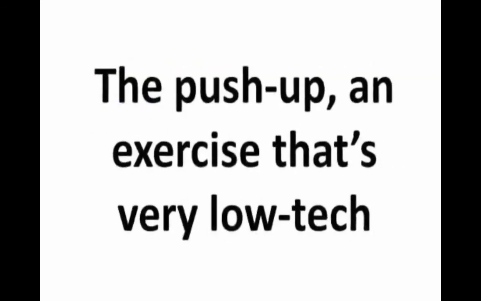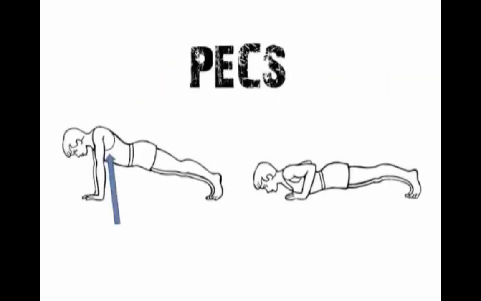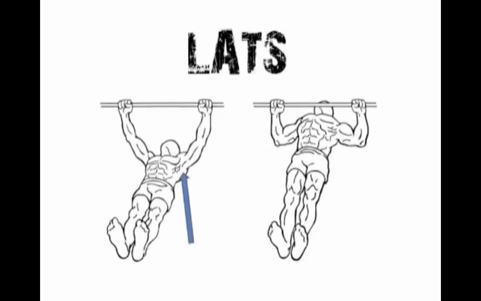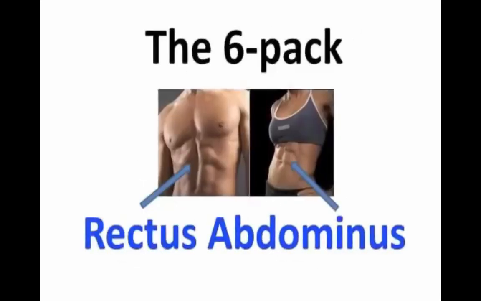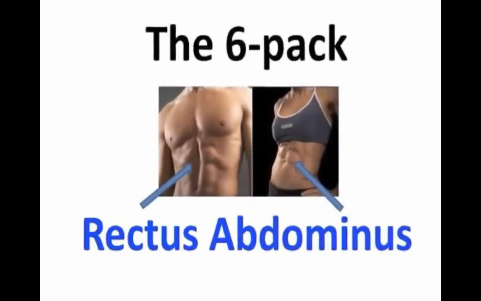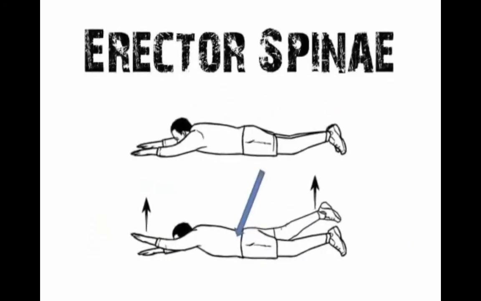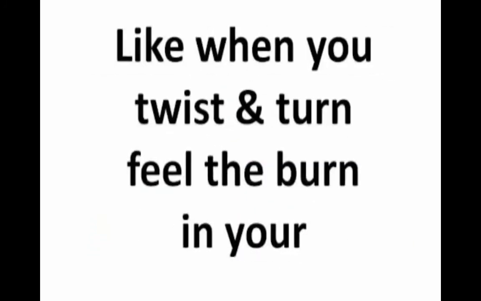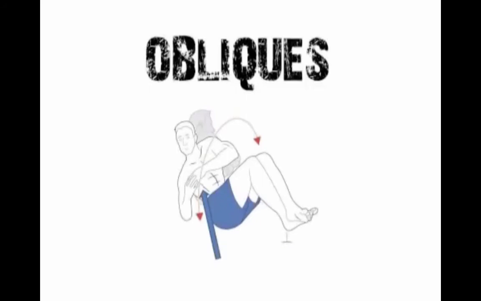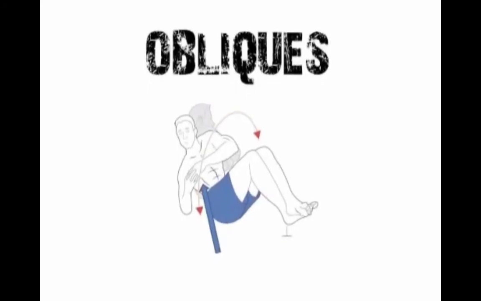The push-up, an exercise that's very low tech. Push away from the ground, now you're using your pecs. Flip it around when you find yourself laying on your back. The way to pull yourself up is to use your lats. The six-pack, rectus abdominis, is part of your core. The low back, erector spinae, and a couple more. Like when you twist and turn, feel the burn in your obliques. Spend time on these and you'll have quite the physique.